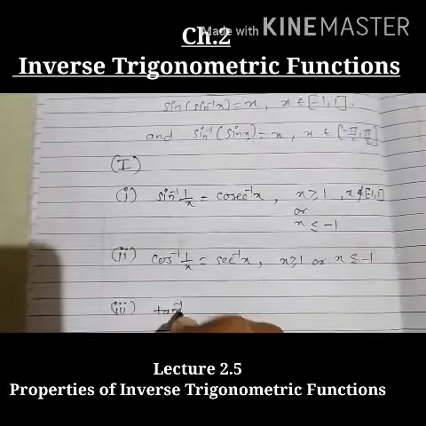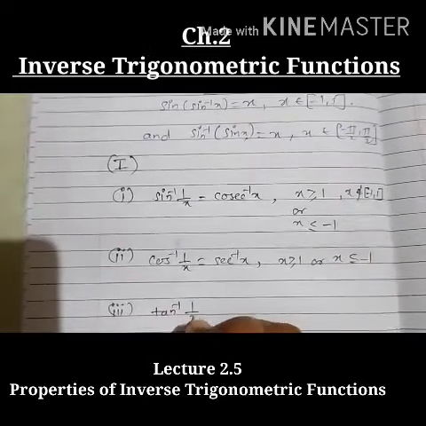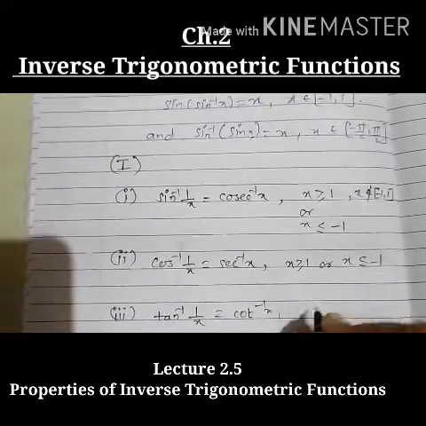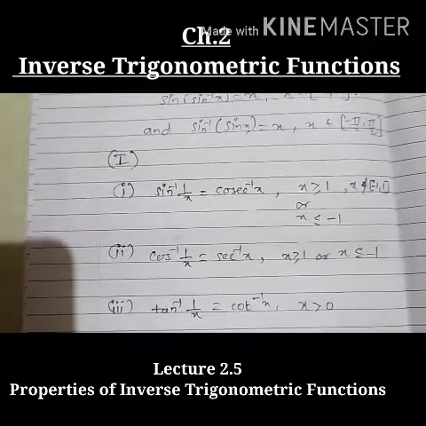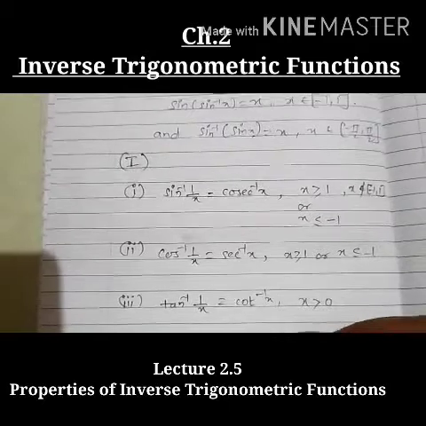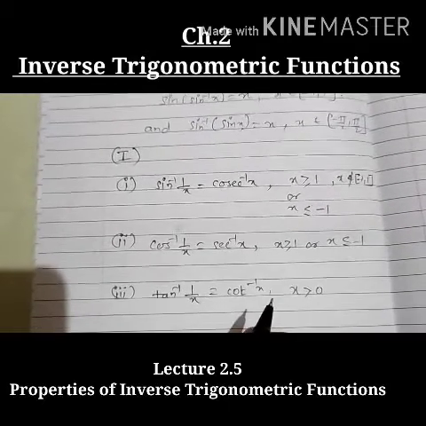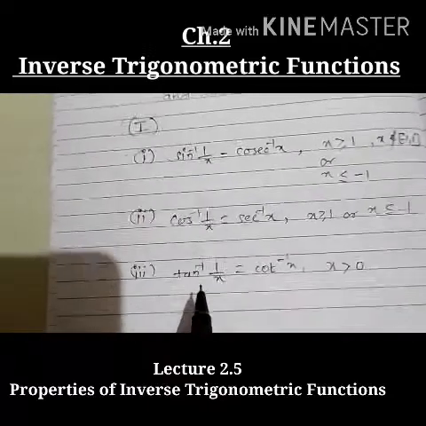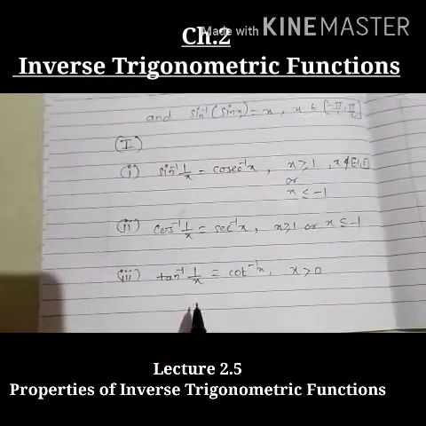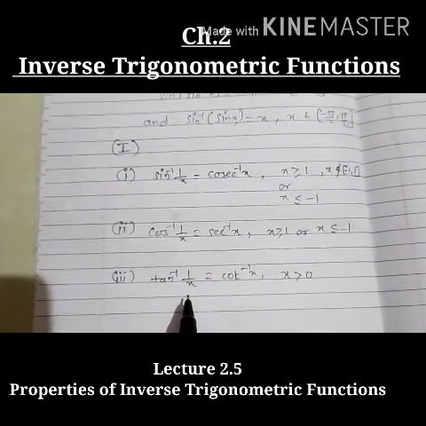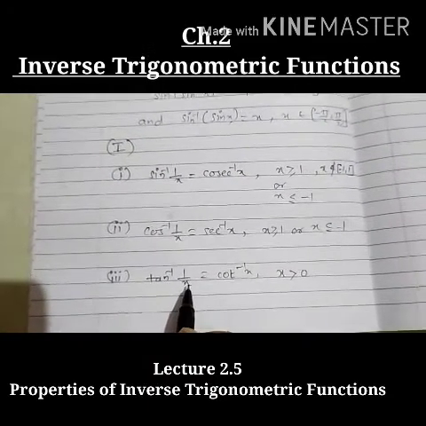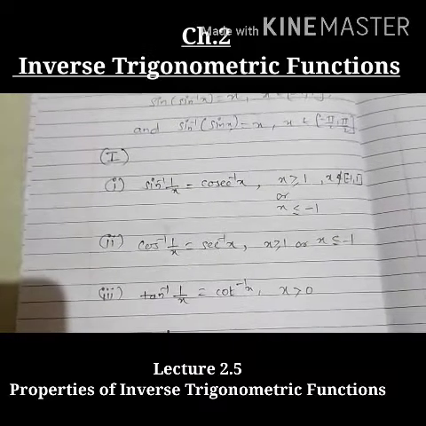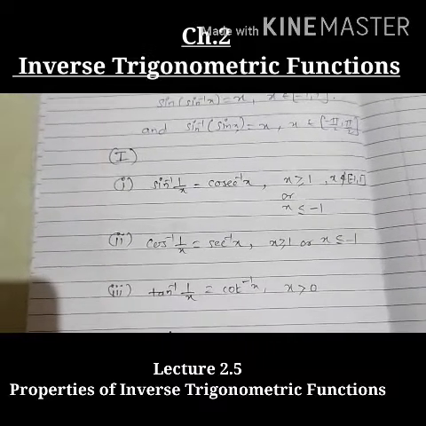Now the third one in the first part: tan inverse of 1 upon x is equal to cot inverse of x when x is strictly greater than 0. Okay, because for the tan function we are taking all values of x from the set of real numbers, and here we have taken 1 by x, that's why we are writing x is strictly greater than 0. Understood?